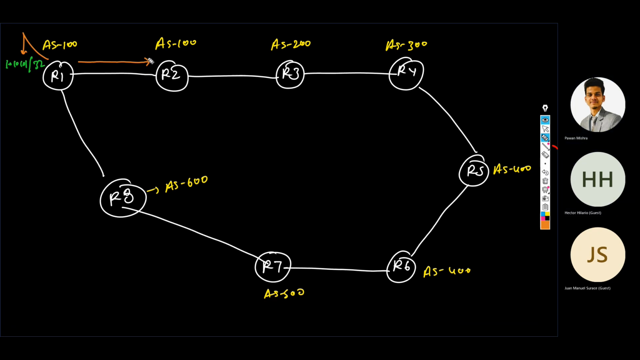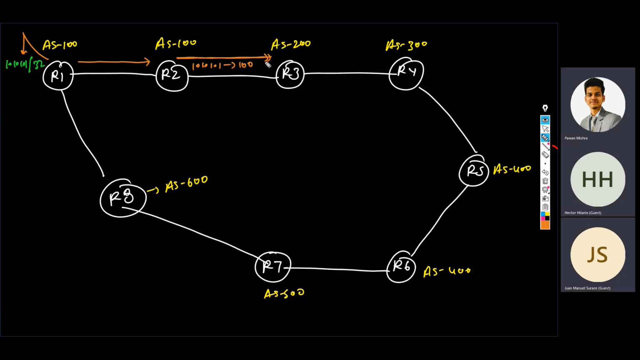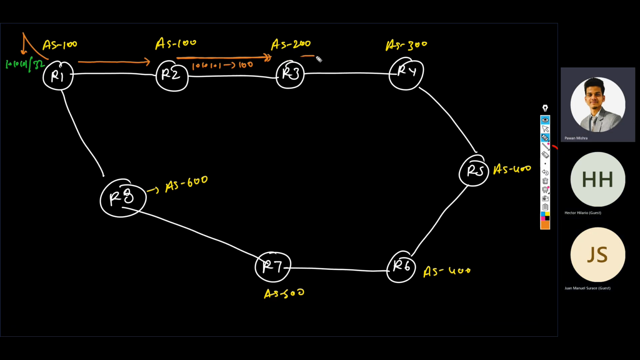No, perfect. But when R2 shares this prefix to R3, it will be sending 1.1.1.1 with next hop eBGP. It will be adding only 100, because R2 uses 100. Then R3 will add 100 plus 200.